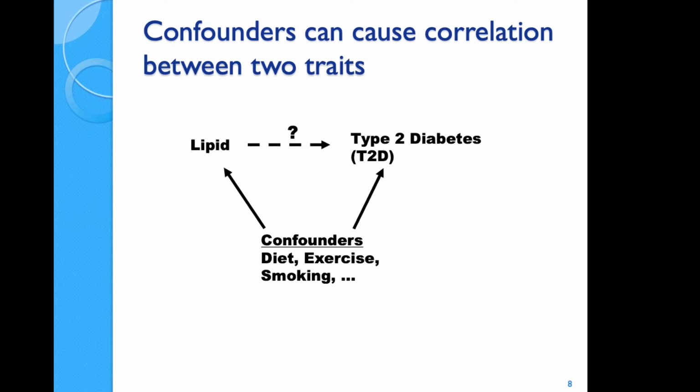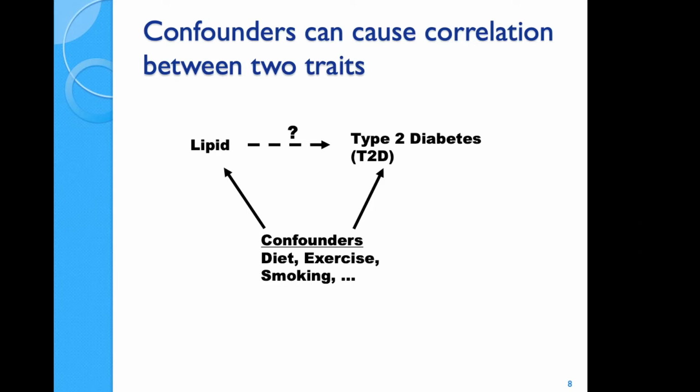But as any scientist knows, correlation doesn't mean causation. The reason is that there are a lot of potential confounders. For example, diet. If you eat a high fat diet, you might imagine that could increase your lipid level, and it might also increase your type 2 diabetes risk. So diet would be one possible confounder, and other things would be how much you exercise, or smoking. Those things can affect both traits.